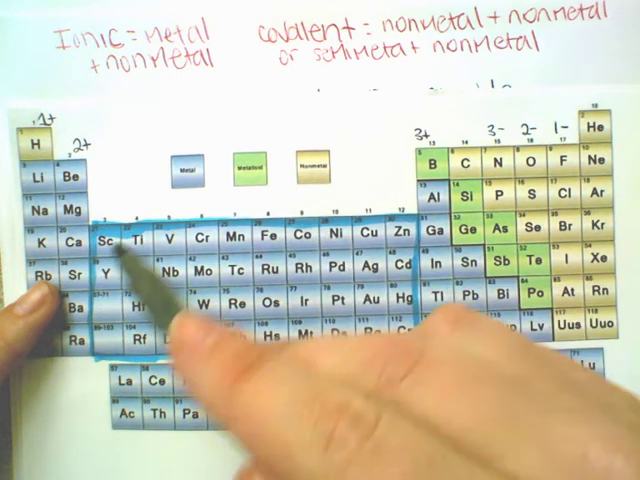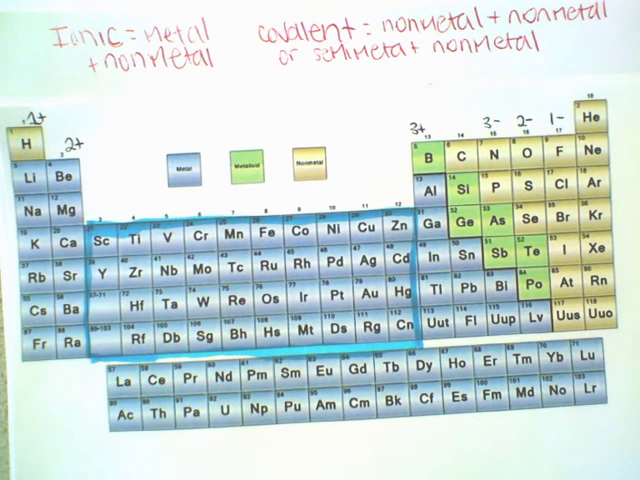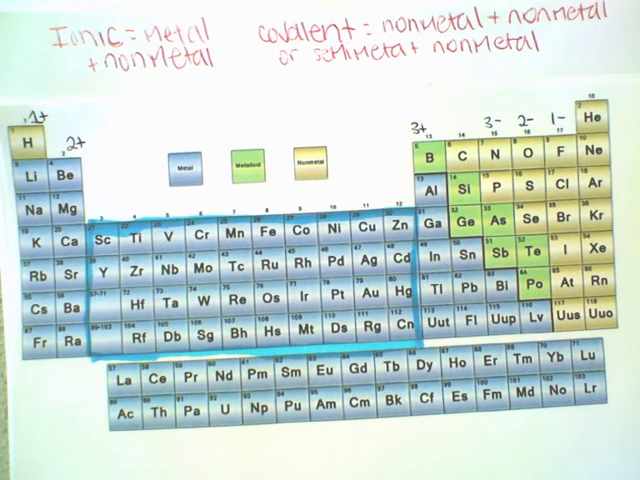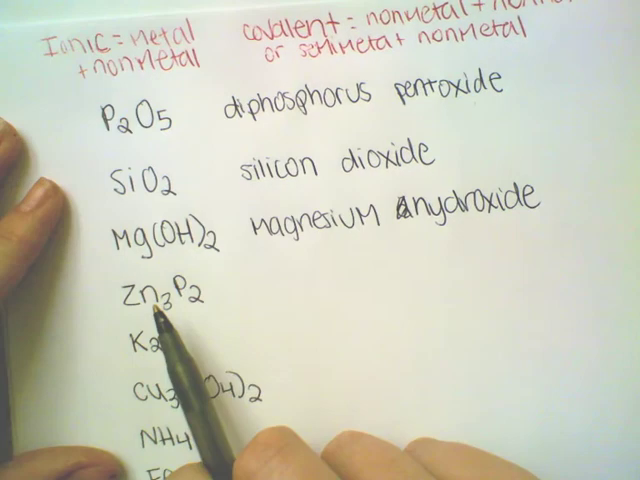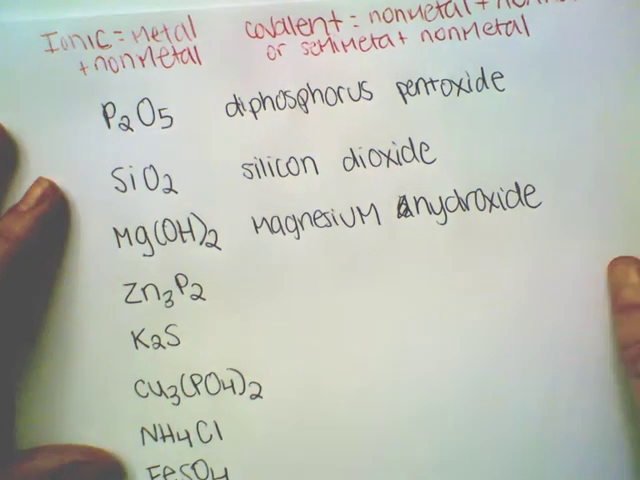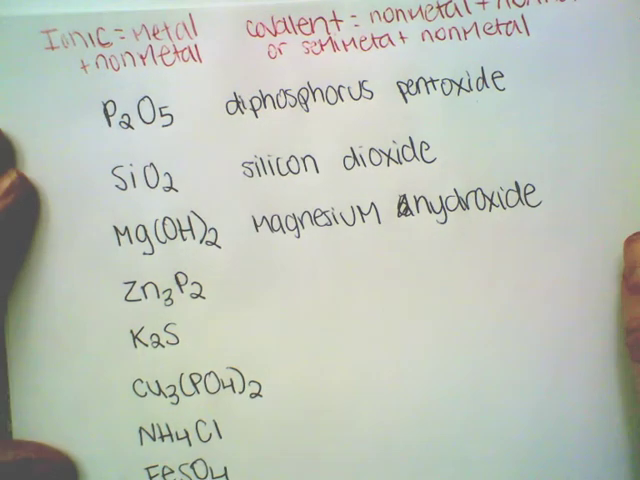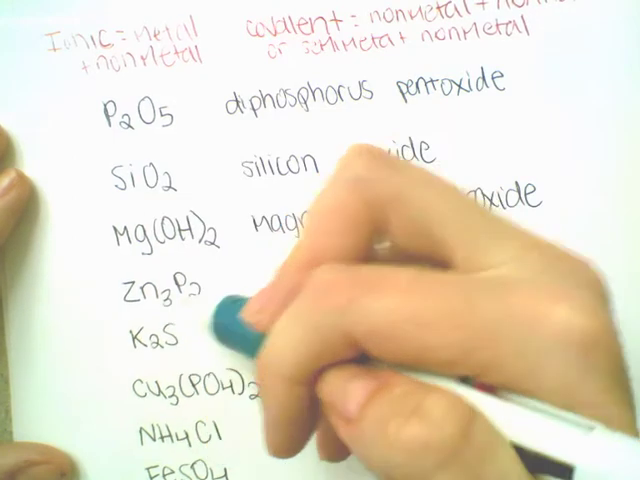The elements here in this blue box are considered transition metals. They make variable ions, so you need to indicate the charge when you write the name. So, Zn3P2. The first thing I'm going to do is try to figure out what the charge is on zinc. And I can do that because I know how many of each are present.